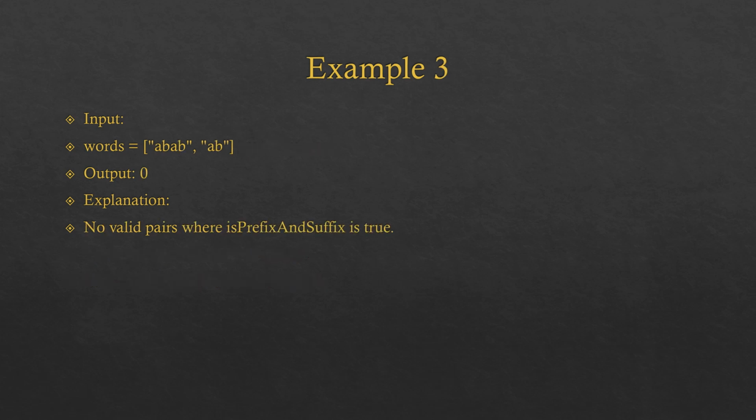In the third example, the list contains just two words, ab and ba. In this case, there are no valid pairs, so the output is 0.